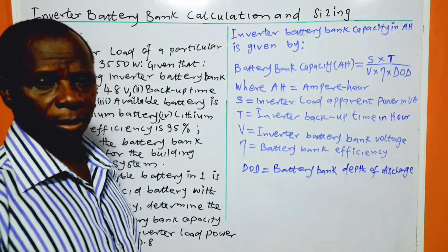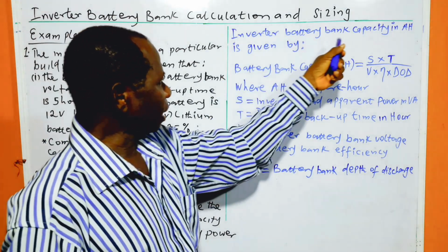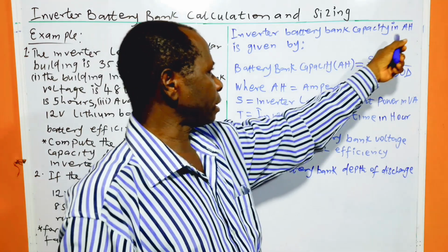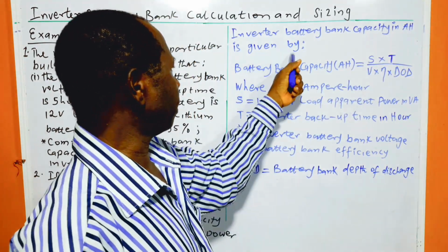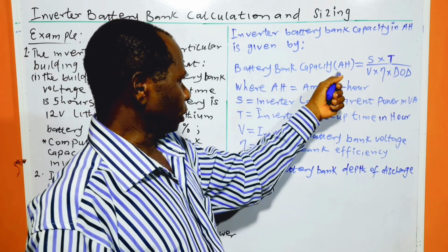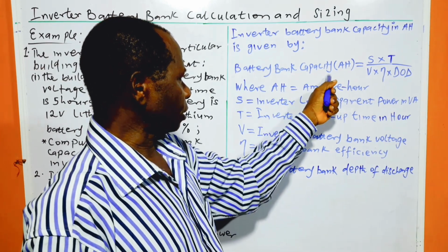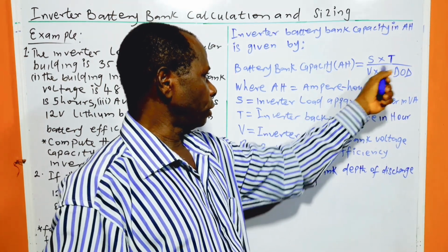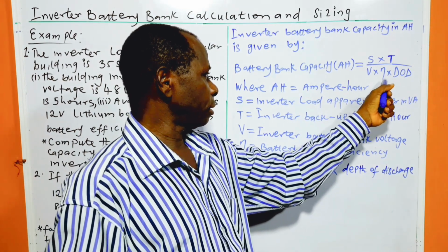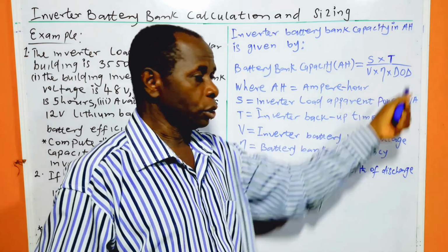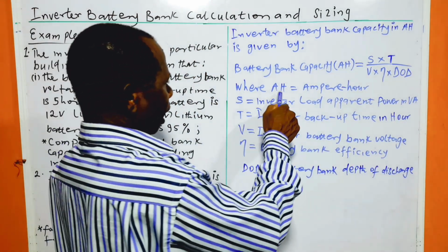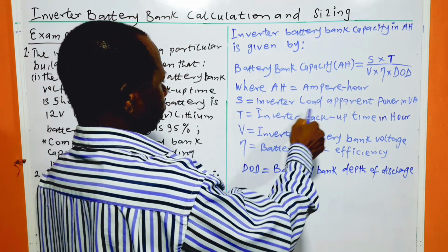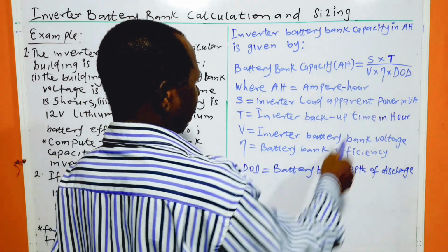In this video I talk about inverter battery bank calculation and sizing. Alright, inverter battery bank capacity in ampere hour is given by this formula: AH equals S times T, divided by V times eta times DOD, where AH is ampere hour, and S is the inverter load apparent power.